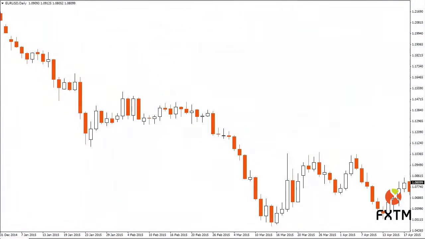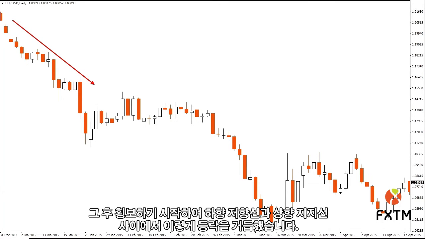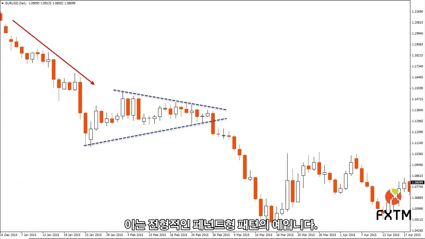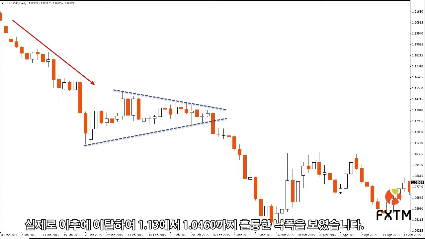Earlier in 2015, in January and February, you can see that the prior trend on the euro dollar was to the downside, and then the pair began to consolidate, where we got this bouncing back and forth in the price between a descending resistance level and an ascending support level. So this is a classic example of a pennant formation. What we're looking for is for the price to actually break down below that ascending support level in favor of the prevailing trend, which in this case was bearish, which it subsequently did, and we got a nice move lower from about 1.13 to 1.04610.